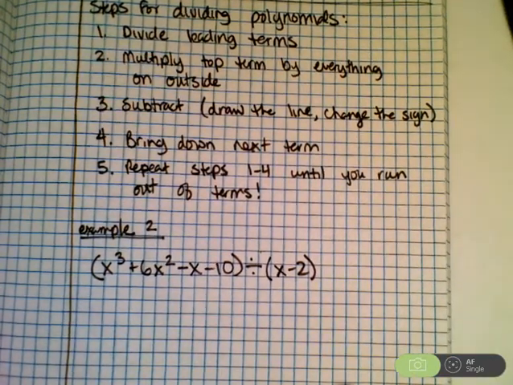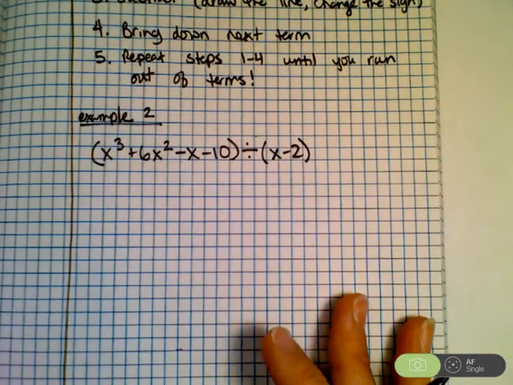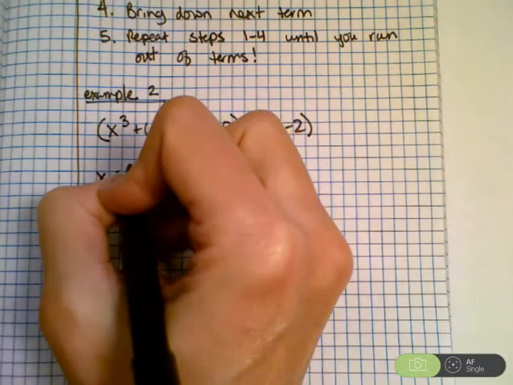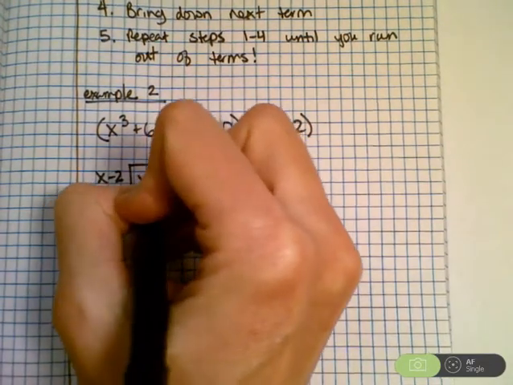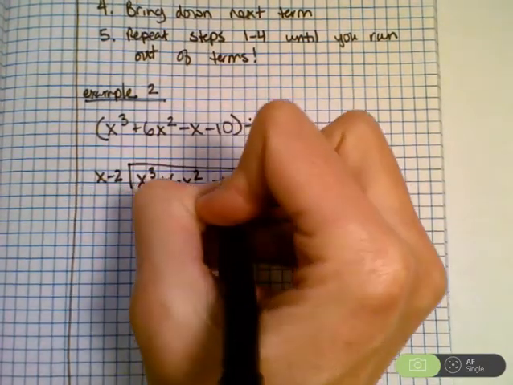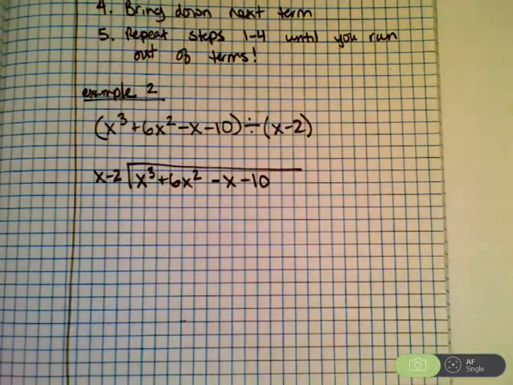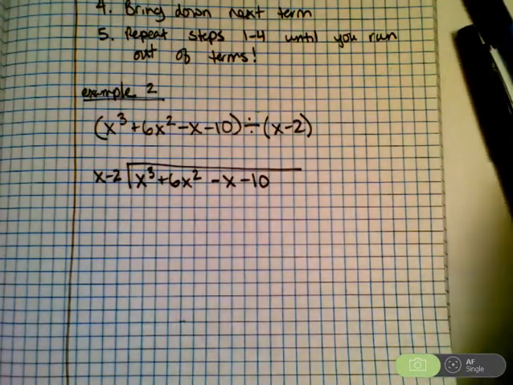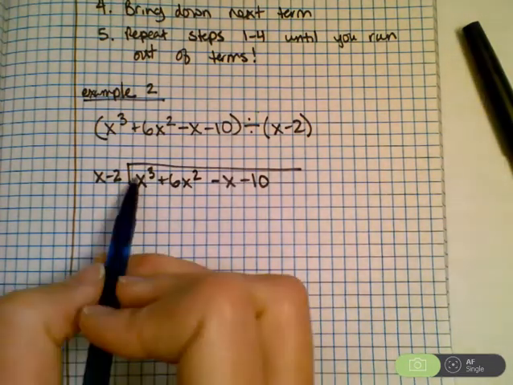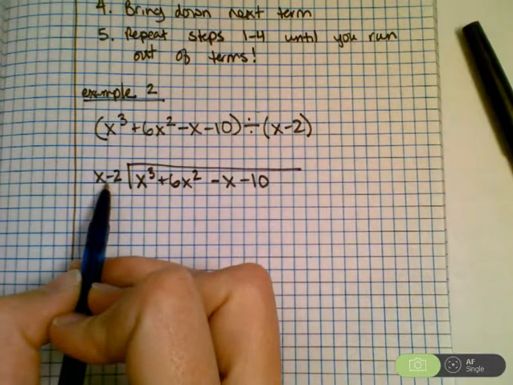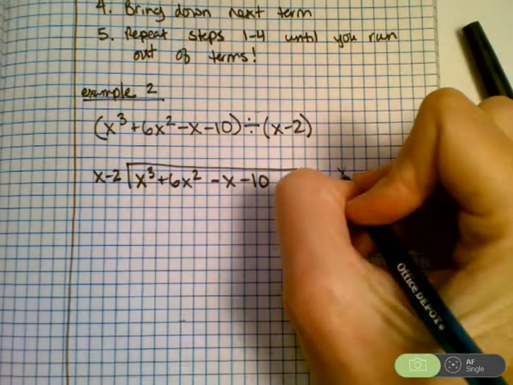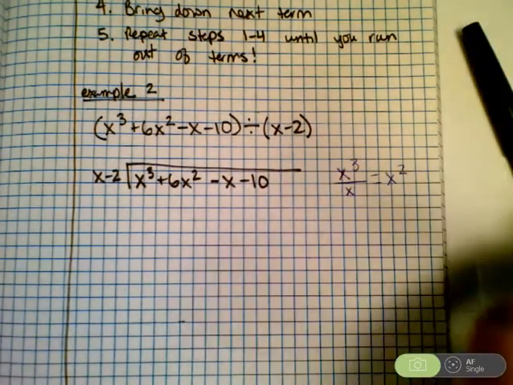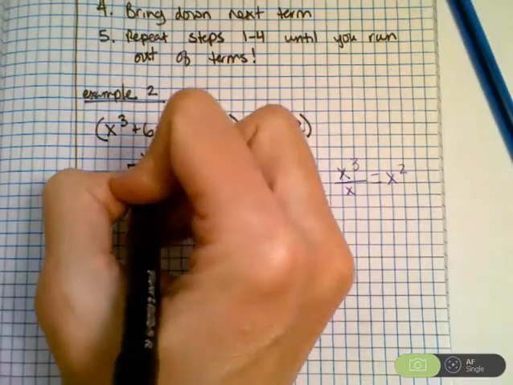So hopefully by now you've written down those steps and you're ready to start doing another example with me. So I put x minus 2 on the outside. I put x to the third plus 6x squared minus x minus 10 on the inside. And I start with step 1, which was first divide. So when dividing, I divide x to the third by x. You can do that in your head, that's fine. If not, write it down. X to the third divided by x is x squared. So up here I put x squared.